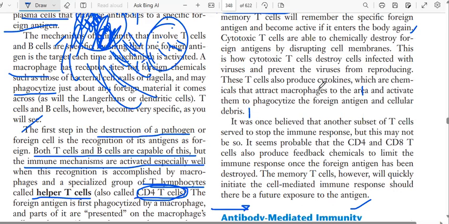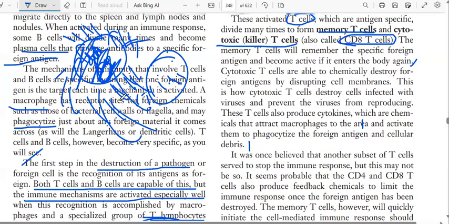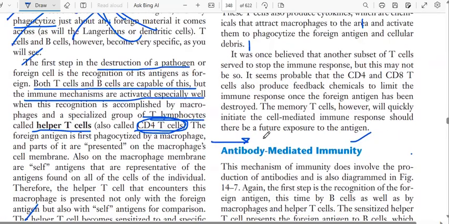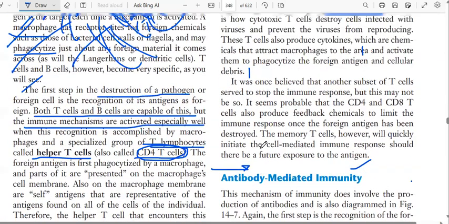So here the cell is killed, the antigen is killed. Now we have to decrease the immune response. We have to throw away all this outside. Then only our body is in safe mode. But if the antigen, more antibodies are coming, so it will disturb our own body cells.